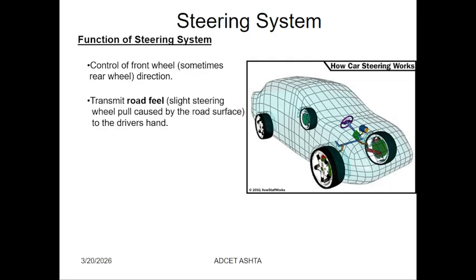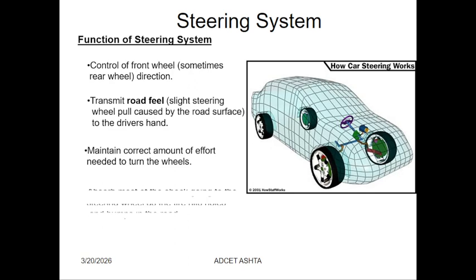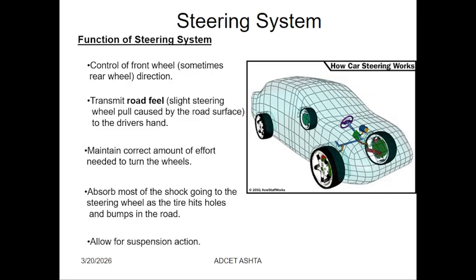When we control the vehicle with the help of these requirements, we avoid accidents and control the speed. So when we control the speed, we avoid accidents with the help of steering. Next is maintaining the correct amount of effort needed to turn the wheels. It also absorbs most of the shocks and power from bumps and the road, and allows for suspension action and the braking system.